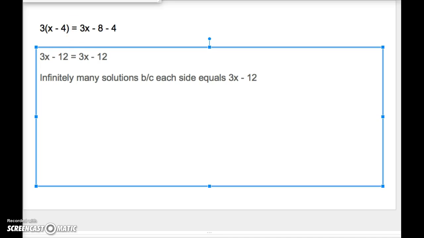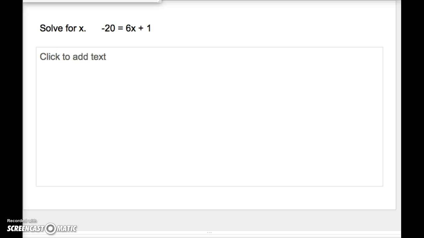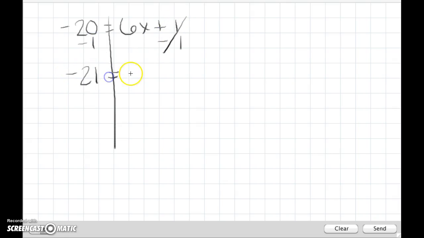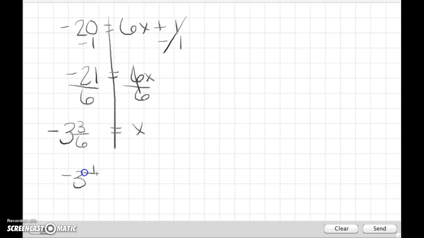Okay, on to the next section. They simply just want us to solve these for x. We're just going to solve them. So the first equation, negative 20 equals 6x plus 1. First thing I need to do is get rid of that plus 1. So I'm going to subtract 1 on each side. You get negative 21 equals 6x. Divide by 6 on each side. Now my answer will be negative because I have a negative divided by a positive. 6 goes into 21 3 times. That puts you at 18, so you'd have 3 left over. So this would be negative 3.5 equals x once I simplify that.